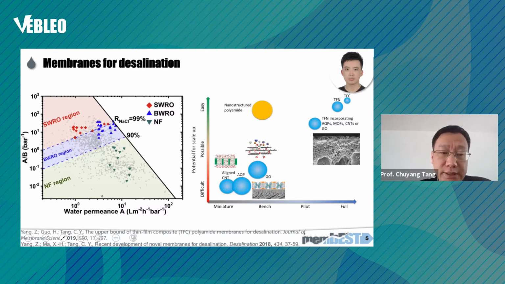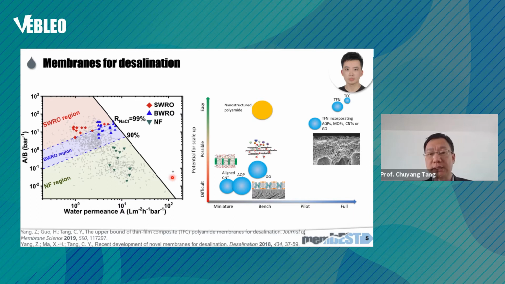If you look at existing commercial membranes or existing polyamide membranes produced in the labs, there is obvious trade-off behavior. When you increase the water permeance of the membrane, the selectivity of the membrane decreases. So this is a relationship, we call it the upper bound. The upper bound trade-off: when you have a more permeable membrane, it becomes less selective.